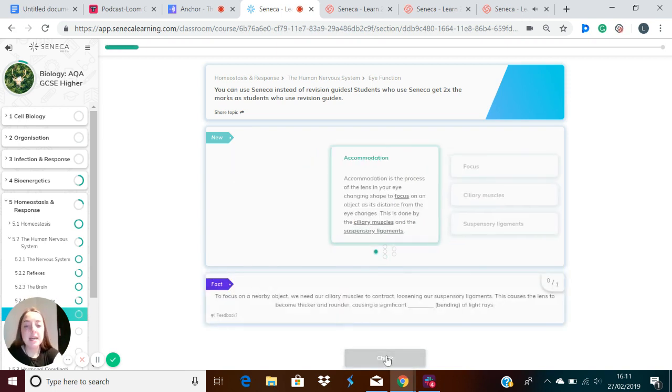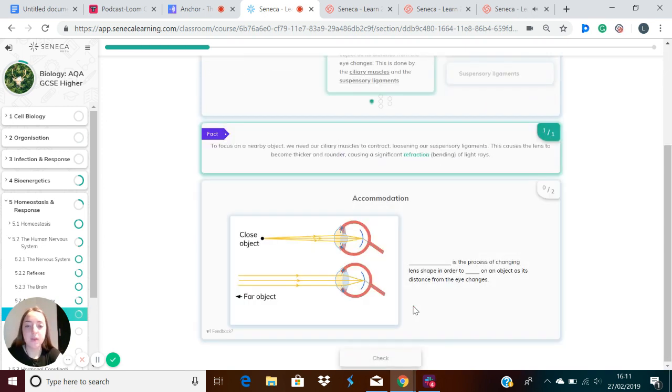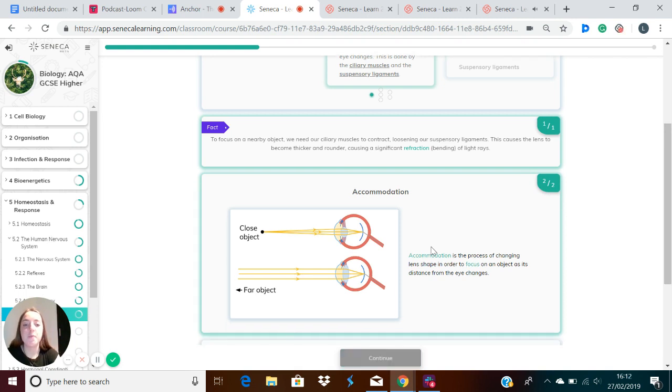To focus on a nearby object, we need our ciliary muscles to contract, loosening our suspensory ligaments. This causes the lens to become thicker and rounder, causing a significant refraction, which is the bending of light rays. So to recap that, accommodation is the process of changing the lens shape in order to focus on an object as the distance from the eye changes.